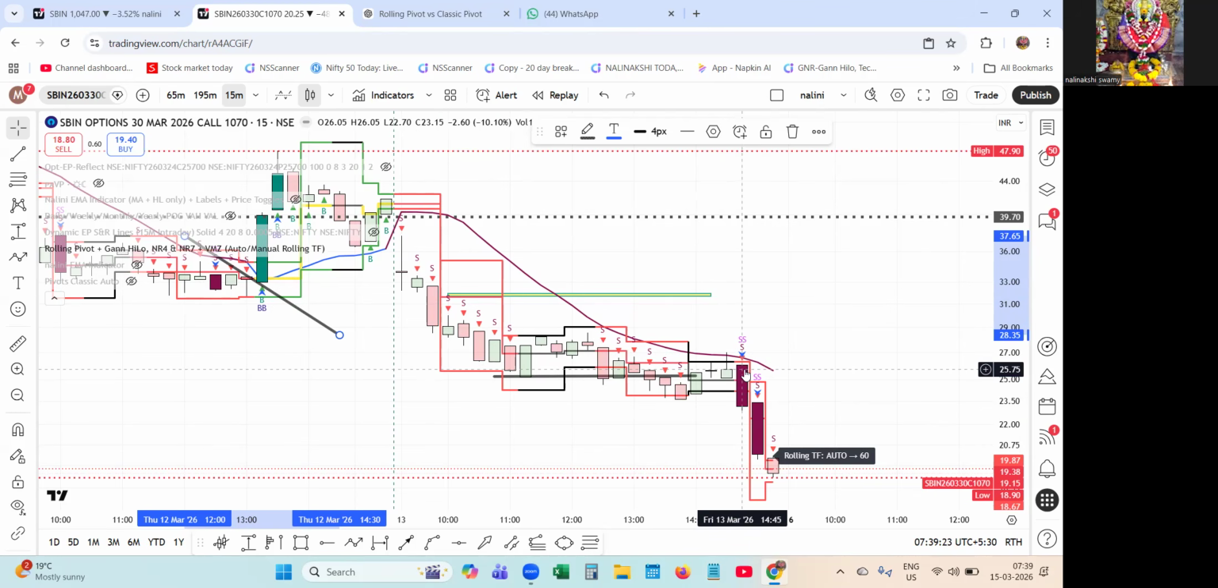These are not magic signals, friends. They are decision support signals. They remind the trader: be careful here, momentum is changing here. So they help prevent emotional mistakes. The psychological advantage is that trading is not just strategy, trading is psychology. Most traders lose not because of lack of knowledge, but because of lack of conviction.